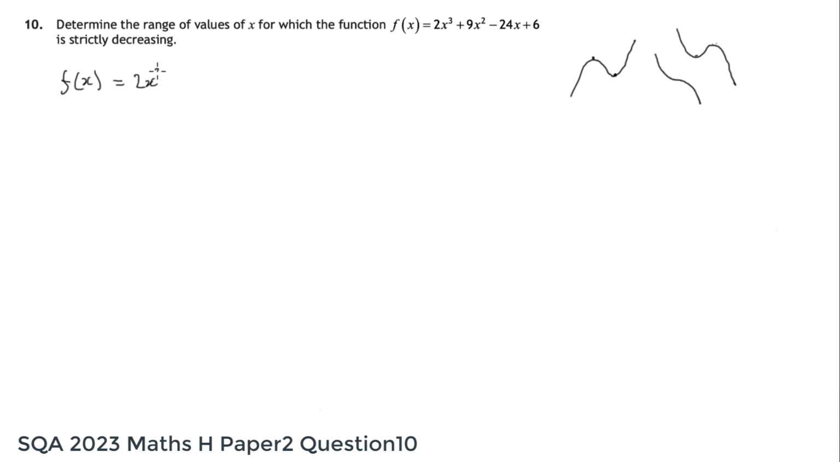So we've got 2x cubed plus 9x squared minus 24x plus 6. So let's differentiate that. Here's the gradient formula. It's now going to appear 3 times the 2, x squared. Take 1 away from the power. 2 times the 9. Take 1 away from the power. And this term will just have a negative 24. That term will become 0. So there it is. Let's just take out the common factor of 6 out of that.